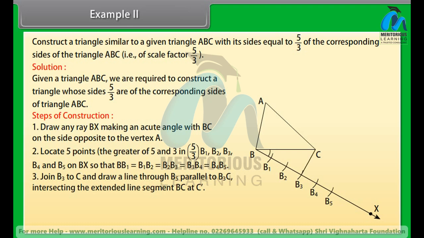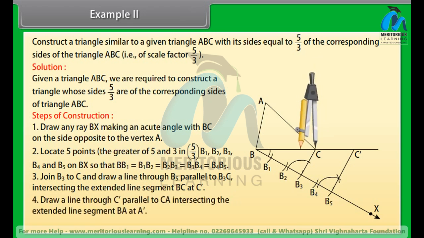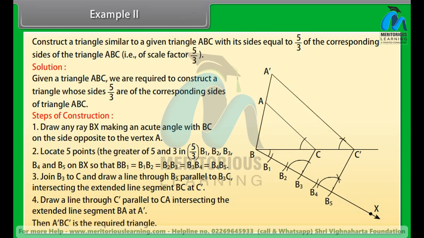Join B3, the third point, 3 being the smaller of 3 and 5 in 5 by 3, to C, and draw a line through B5 parallel to B3C, intersecting the extended line segment BC at C'. Draw a line through C' parallel to CA, intersecting the extended line segment BA at A'. Then, A'BC' is the required triangle.